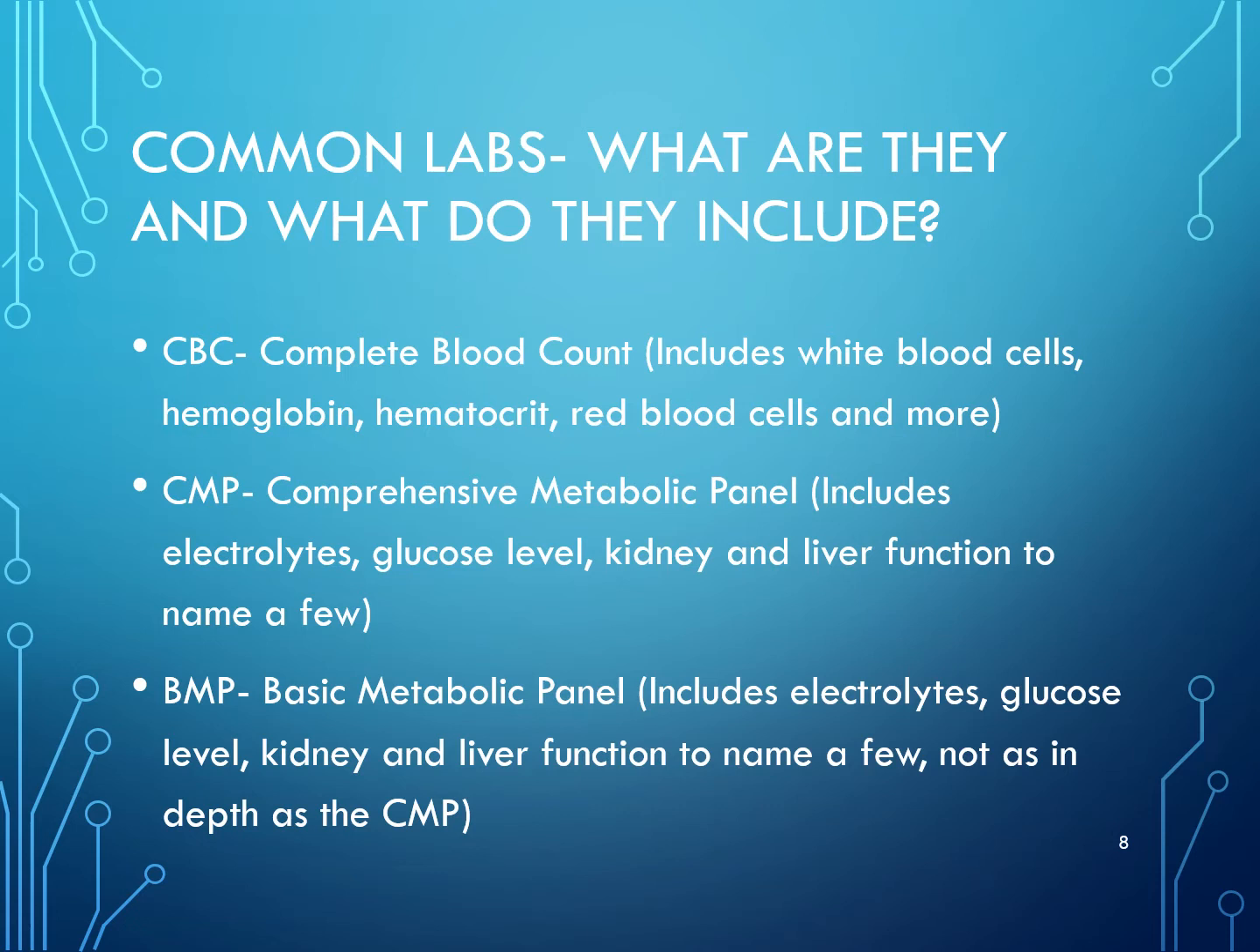It includes white blood cells, hemoglobin, hematocrit, red blood cells, and a lot more going on in there as well. Then we have our CMP, our comprehensive metabolic panel. It includes electrolytes, glucose level, kidney and liver function, just to name a couple of the things that can be included in there. And then sometimes instead of a CMP, it may be in order for a BMP, a basic metabolic panel. Again, it's very similar to the CMP, but it doesn't have as much in it.